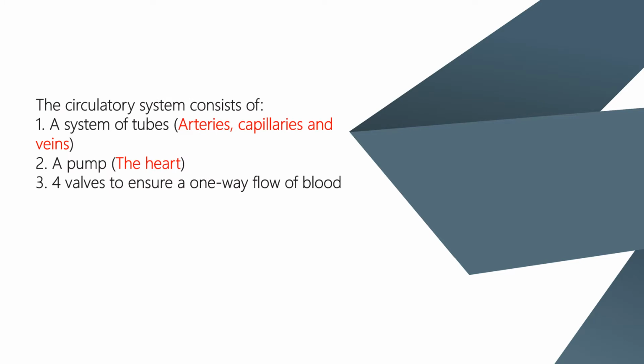Dear students, in this video, we are going to discuss the working of the circulatory system. The circulatory system consists of three main things. First, the system of tubes called blood vessels, which includes arteries, capillaries, and veins. And the second important thing is the heart. It is the pumping organ of the circulatory system, and it consists of four walls. These four walls make sure that the flow of blood will be in one direction.